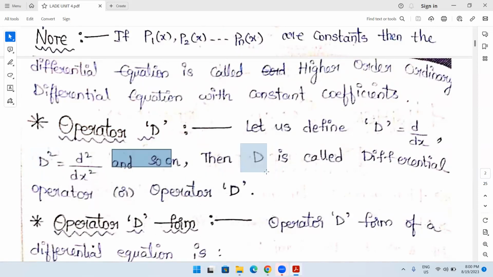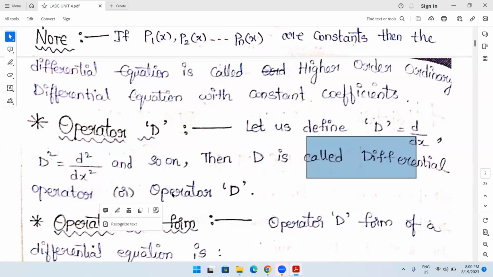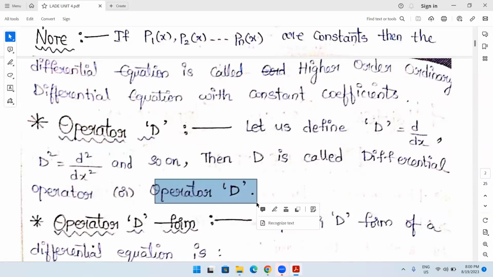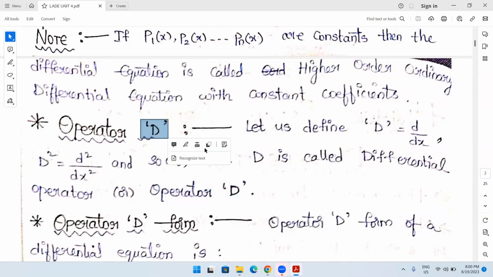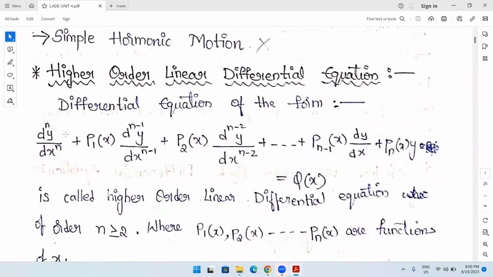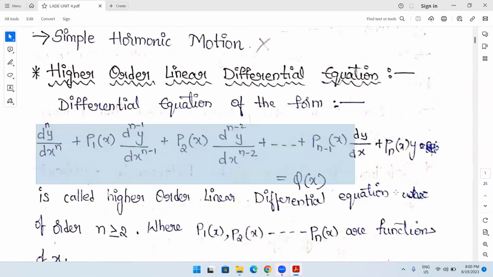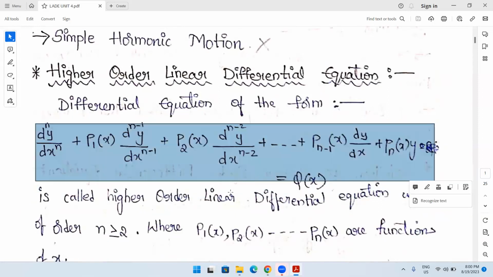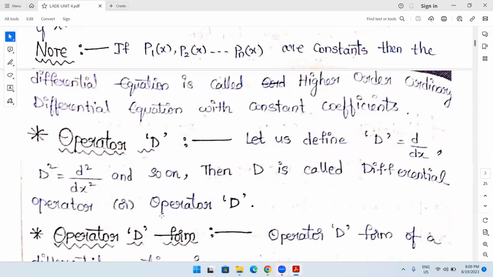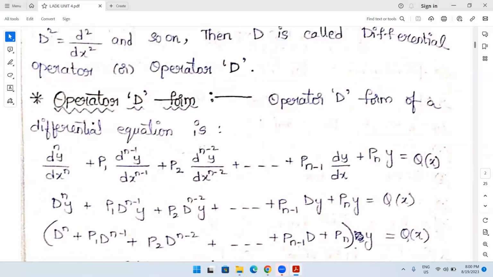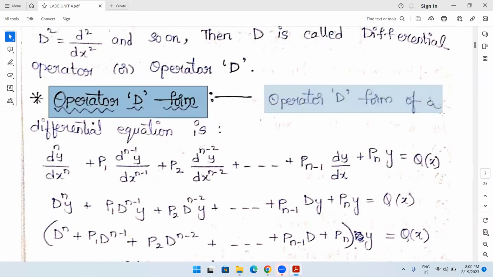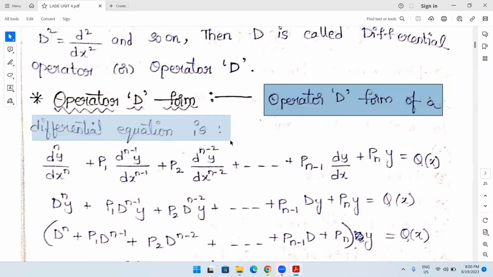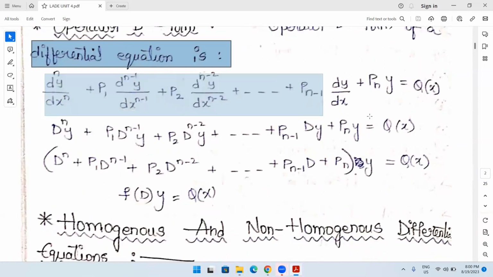Capital D is called the differential operator, or simply the operator. D is nothing but the derivative operator. Using the operator D form, we write the bigger differential equation in a shorter form and solve it. That shorter form is called the operator D form. So how do we write it?